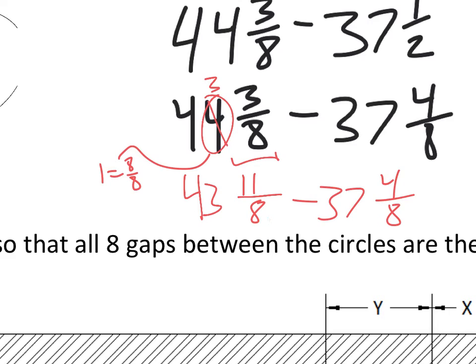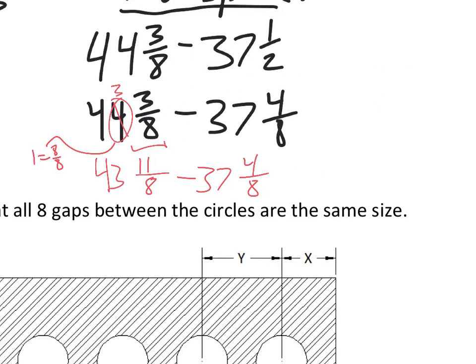Now we can subtract the whole numbers, and we can also subtract the 8s. Remember, we have to have common denominators, which we already did. We changed it to 8s. So that's great. 43 minus 37 is 6. And then if you have 11/8, you take 4 of those 8s away, you subtract them because you owe me some 8s. You're going to have 7/8.